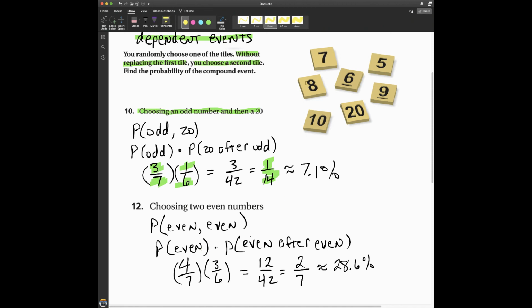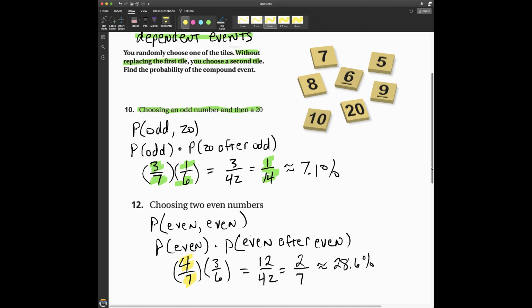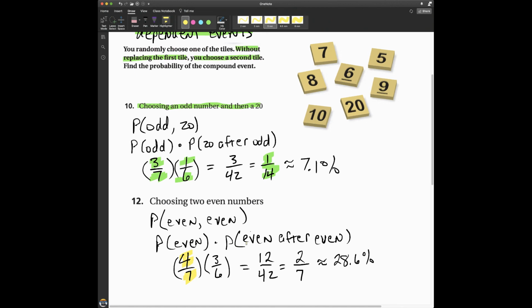How many even numbers are there? There's 6, 8, 10, and 20. There's 4 out of 7 even numbers there. So what's the probability of choosing an even number after you've already chosen one? So let's say I chose the 10. Let me use a different highlighter. Let's say I chose the 10 and that's gone. So now there's only 6 choices left and there's 3 even numbers.